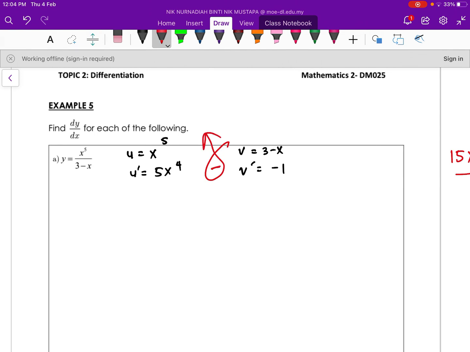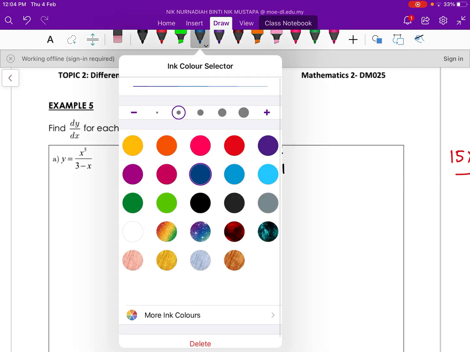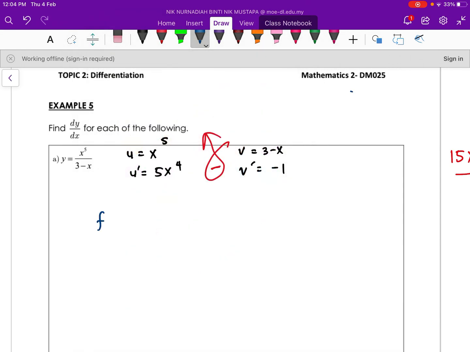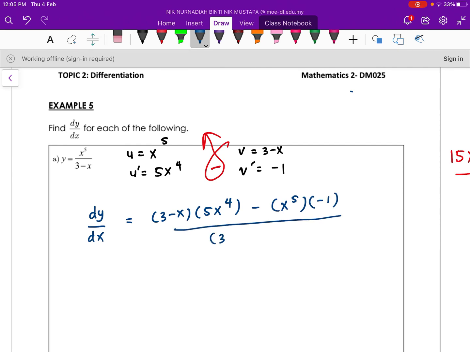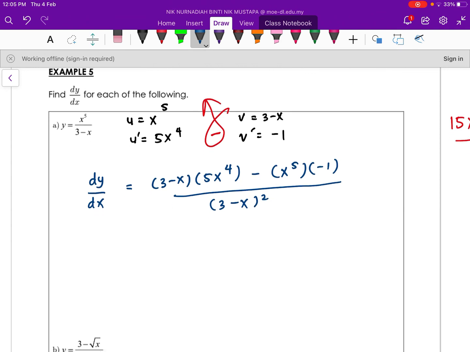Okay, by using the process negative here. So it will become, dia guna y. So bila dia guna y, bila kita differentiate, dia akan jadi dy dx. Our dy dx is equal to 3 minus x 5x to the power of 4 minus x to the power of 5 negative 1 over v squared, 3 minus x squared.